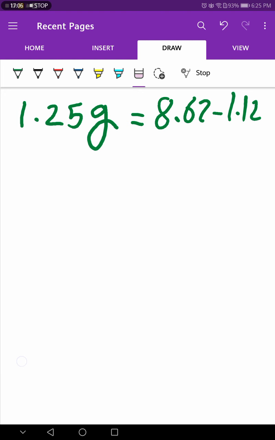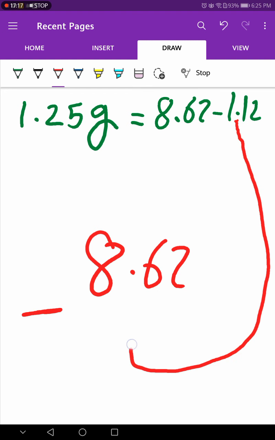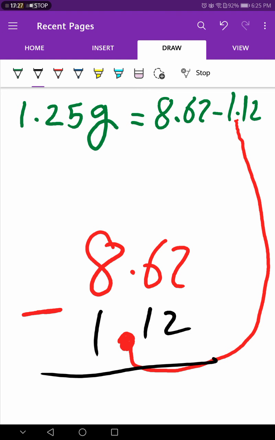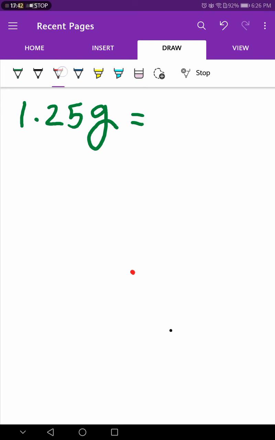Now how do we do this? It is 8.62 minus 1.12. I take this number, put the decimal under the decimal, and distribute left and right as it is. One here and 1, 2 here, and do the subtraction. Don't start from here. 2 minus 2 is 0, then 6 minus 1 is 5, and 7. So this amount is 7.5.